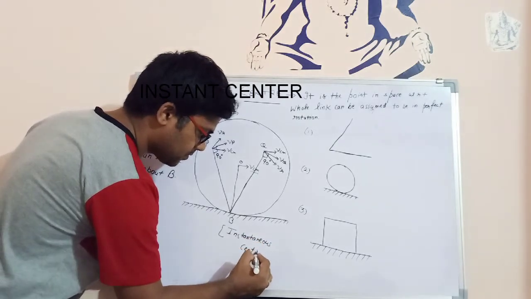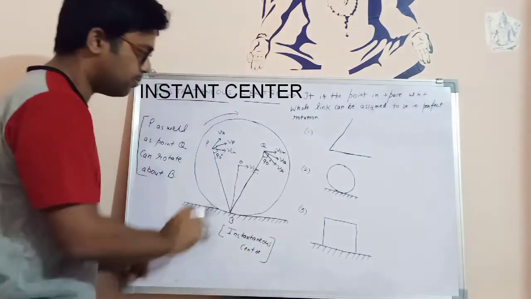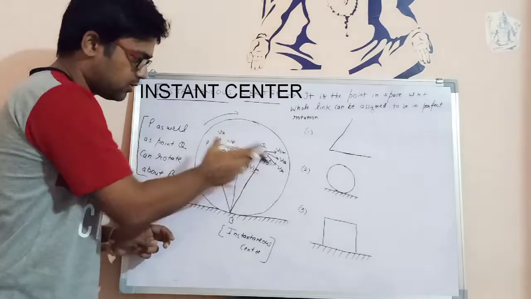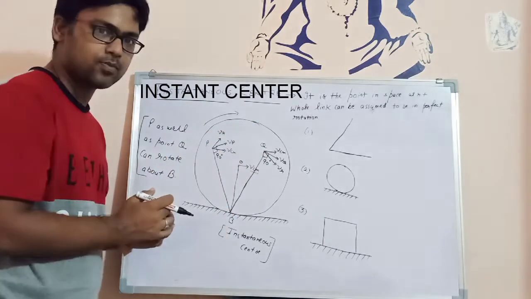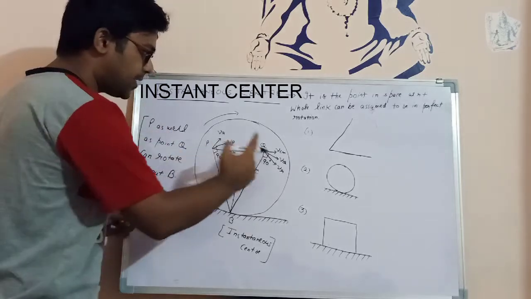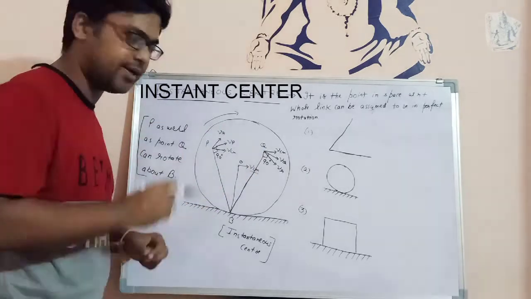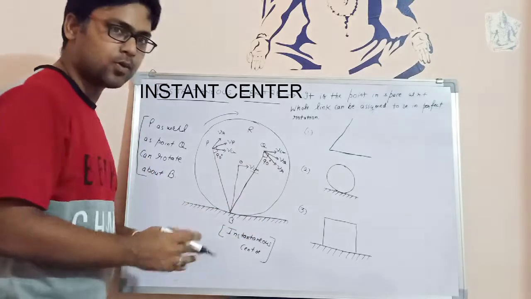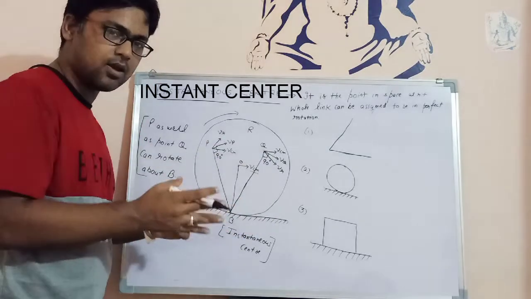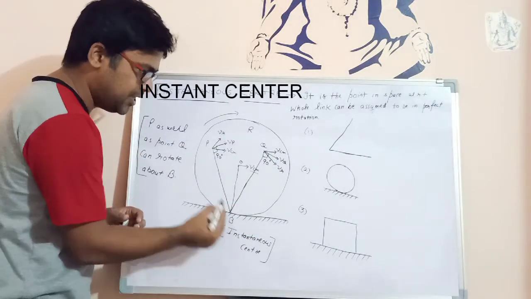Instantaneous center. Why? Because all the points on this body can rotate about the point B. So I am taking 2 points P and Q only. You can take any other point. You can take R over here. You can take S anywhere over here. All the points here are going to rotate about this point B only.